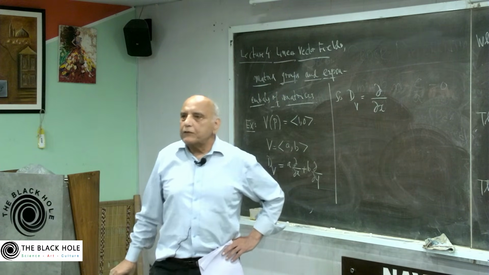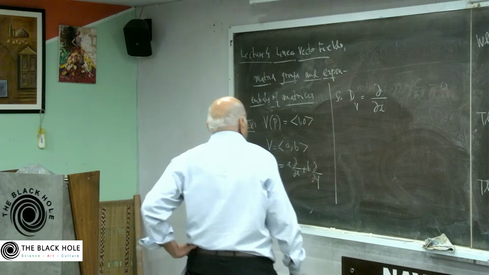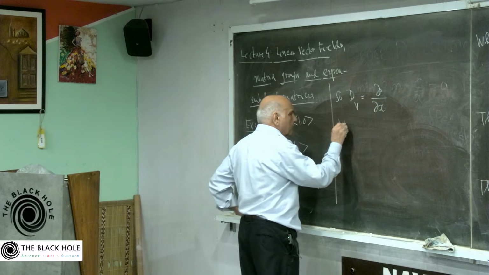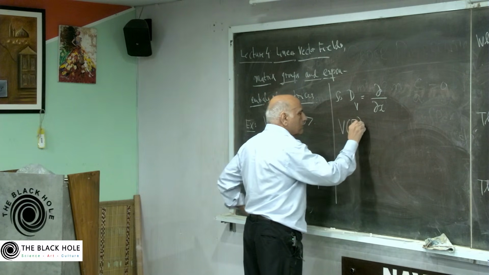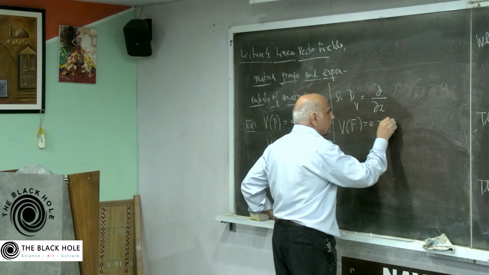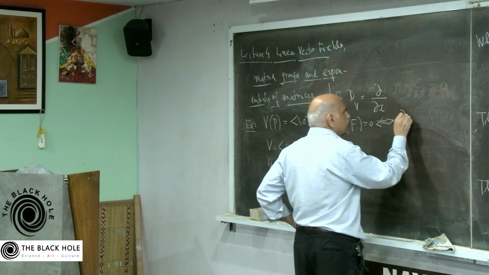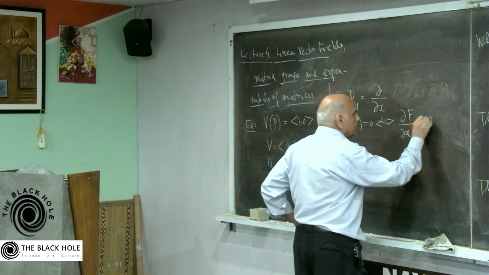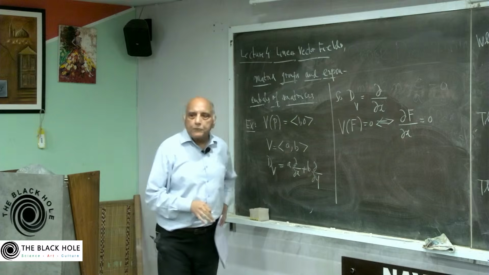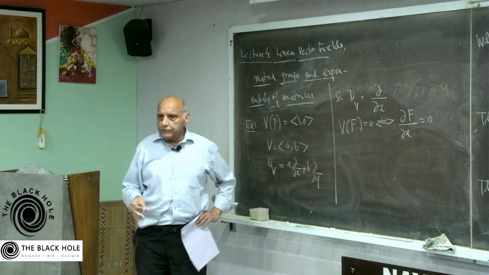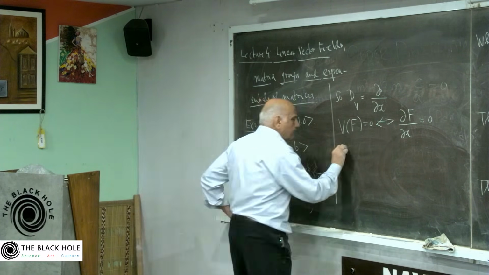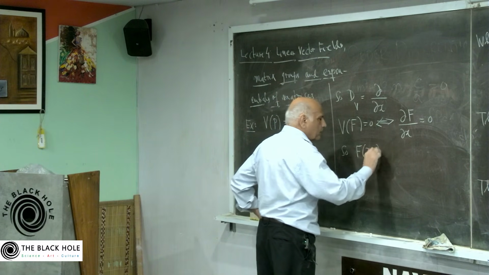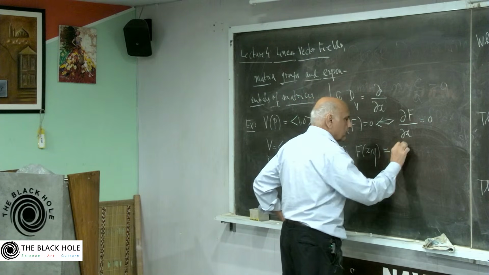Right. And now what does Xv equal to 0 mean? V of f is equal to 0 if and only if partial f by partial x is equal to 0, right? So this means that f should be just a function of y. So f of x, y is equal to g of y, right?